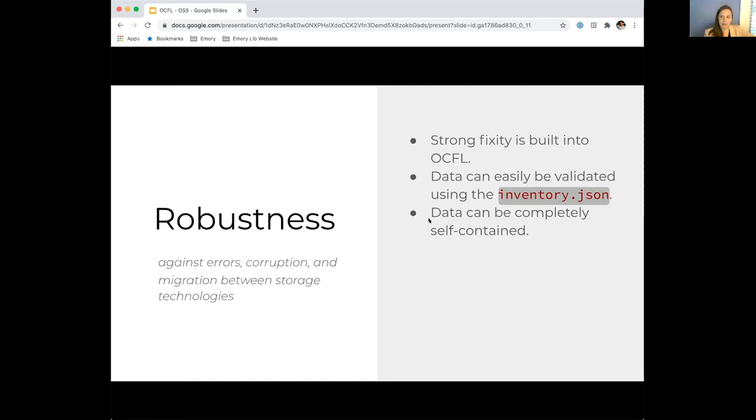Data can easily be validated using the inventory.json file, which is what I showed you in the previous slide. And also the data can be completely self-contained. So we make no attempt to try to tell you how to structure your data. You structure it however you want, and we just put a lightweight wrapper around it.